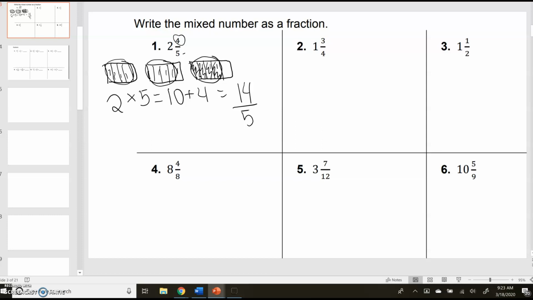And perhaps on some problems, it's going to be this method. Perhaps on other problems, it's going to be the alternative method. So I'm going to show you that now. I'm going to erase this.